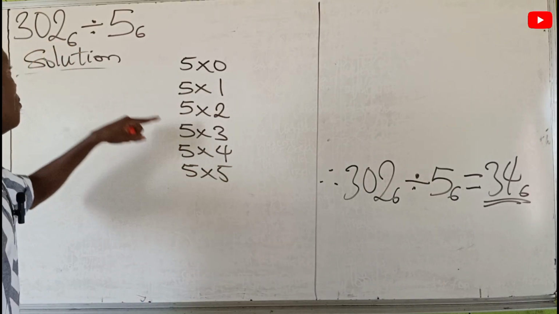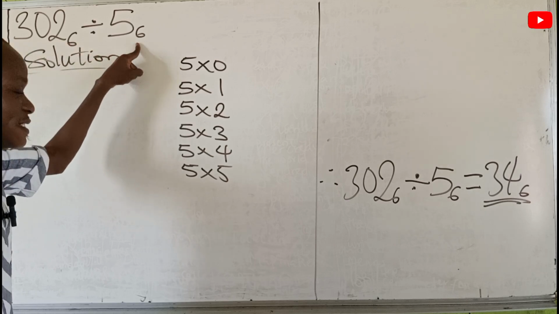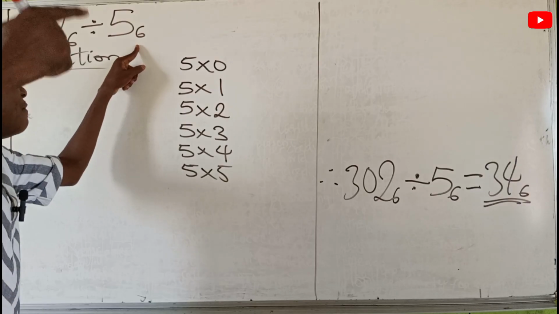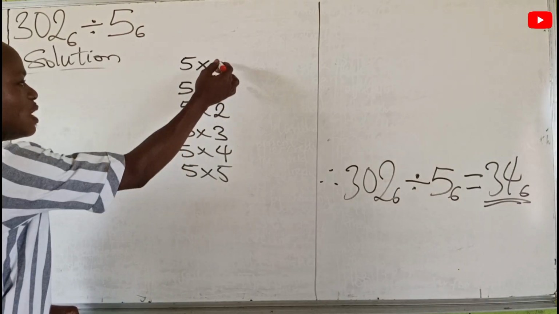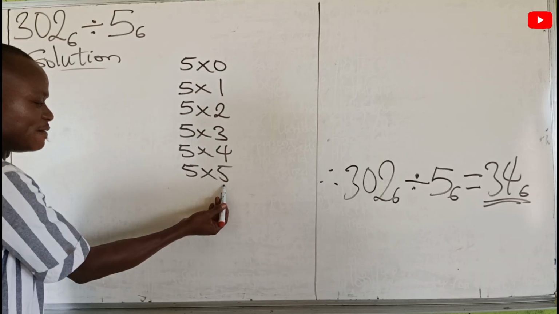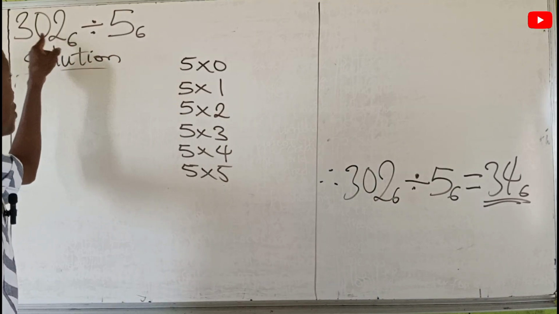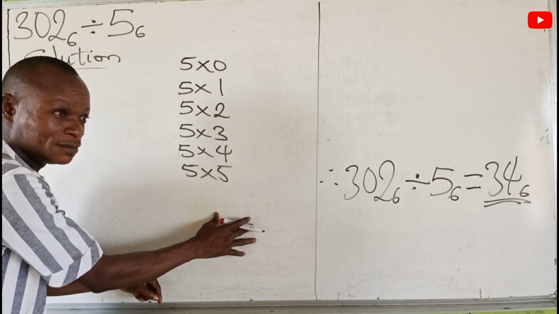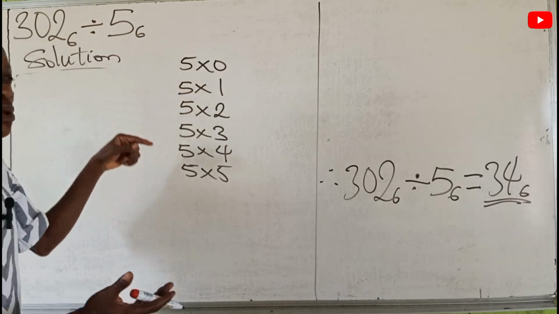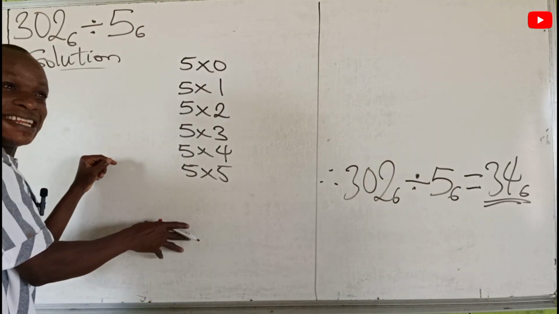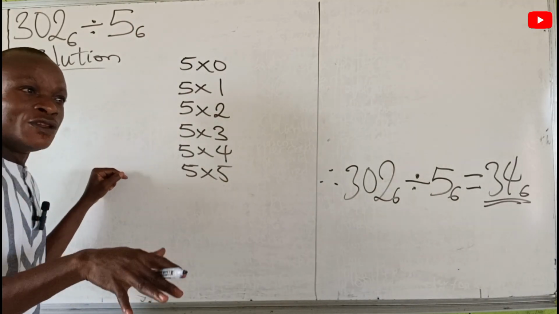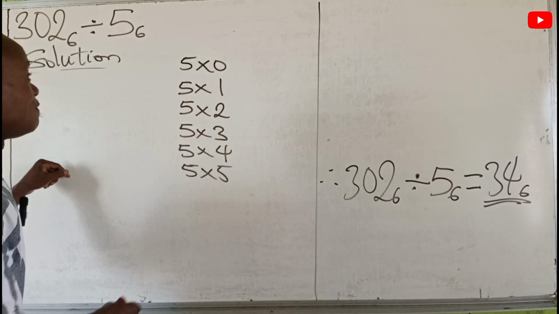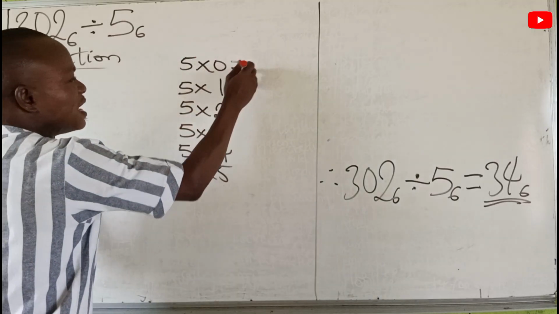This is where I'm going to stop. Why am I stopping here? Because the numbers given are in base 6, and the highest digit you can have in base 6 is 5. That is why the multiplication ends at 5. If these numbers were in base 8, then our multiplication will extend up to 5 times 7. If we are given numbers in base 4, our multiplication will end at 3. You use only the numbers that are applicable in that particular base. For base 6 it is 0 to 5. So let's see our answers.